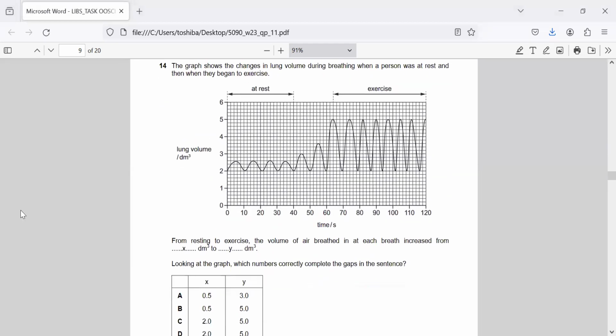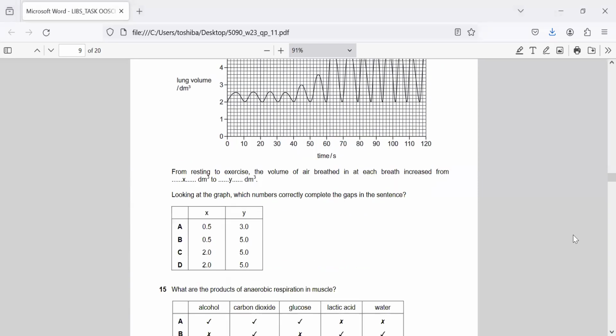This is question 14. The graph shows the changes in lung volume during breathing when a person was at rest and when they begin to exercise. At rest and exercise, and this is the lung volume. You can see the volume at rest is little, however during exercise the volume increases. From resting to exercise, the volume of air breathed in each breath increased from x dm cube to y dm cube. Looking at the graph, which number correctly completes the gap in the sentence?